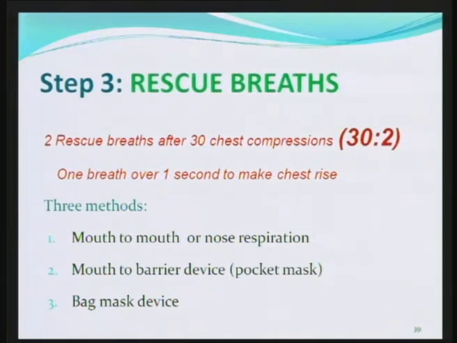So 1 breath over 1 second to make the chest rise. To give rescue breaths, we have 3 methods: the mouth to mouth method, the mouth to nose method, and the mouth to pocket mask or bag mask.